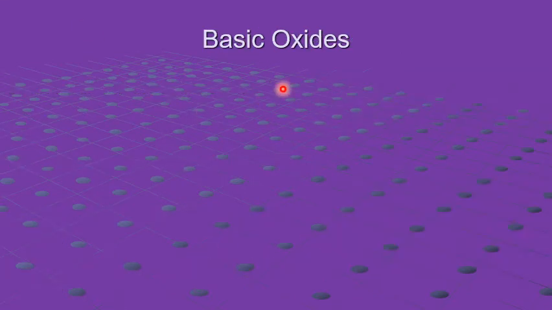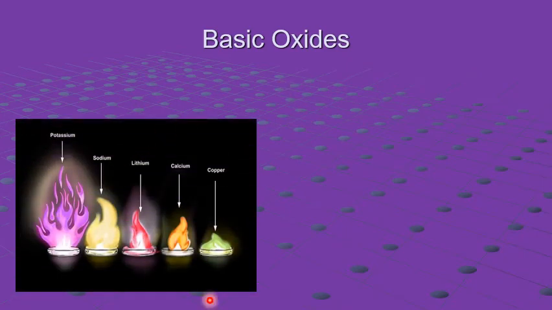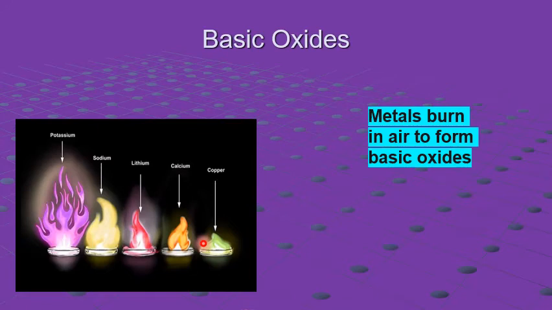So now we're going to look at the basic oxides. We've watched the video already. Now we're going to look at basic oxide. The first thing is when we see these, what are these? Are these metals or non-metals? Yes, these are all metals. And what's happening is that these are going to be burned. When these metals burn in the air, they're going to form basic oxide.